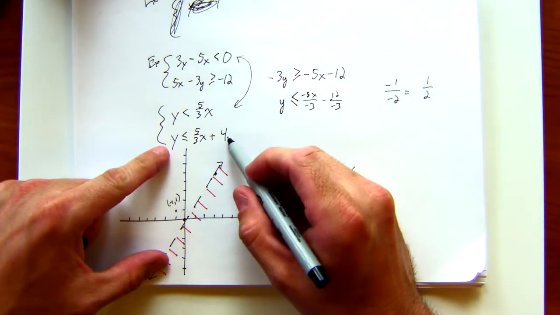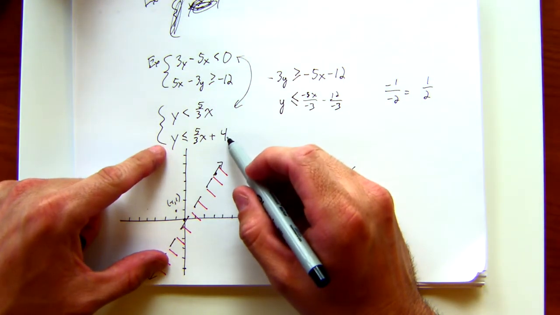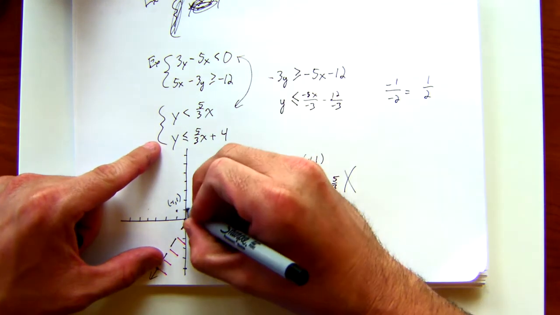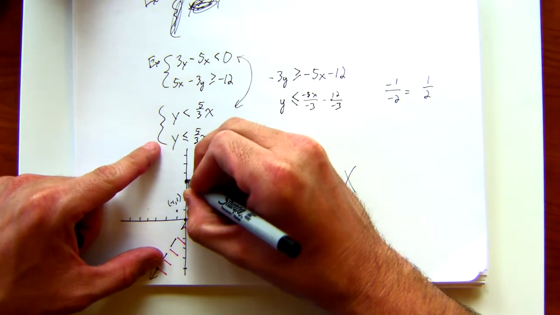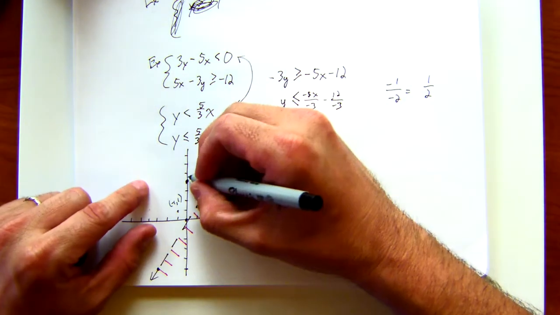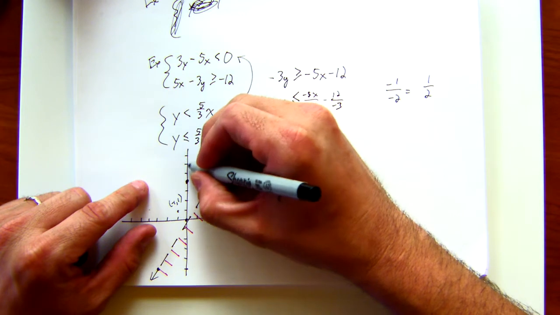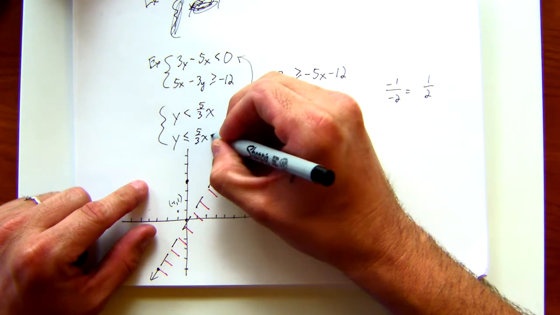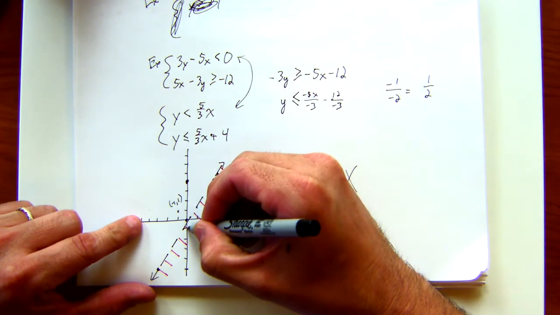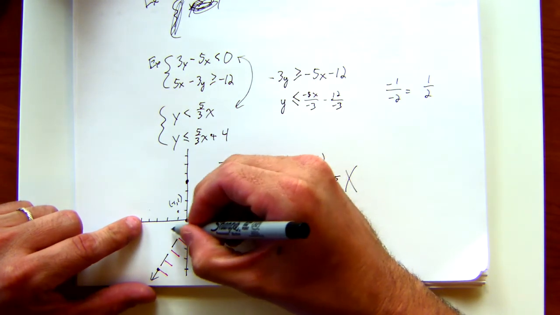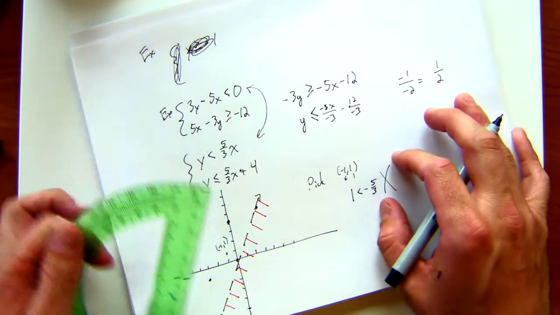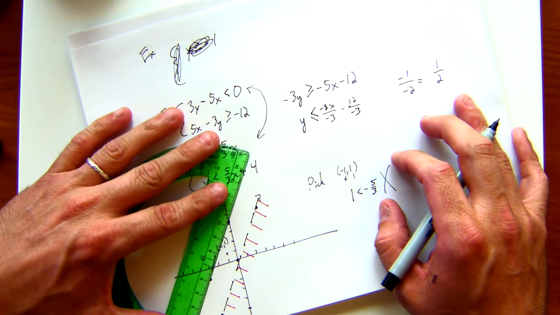What's my intercept for this line? Positive 4, so it's going to be 1, 2, 3, 4. It's going to be up here. My slope is the same, so I go up 5, and over 3. It's going to be up here somewhere. But I'm also going to go down 5, and then over 3. And this line's going to be what? Solid.